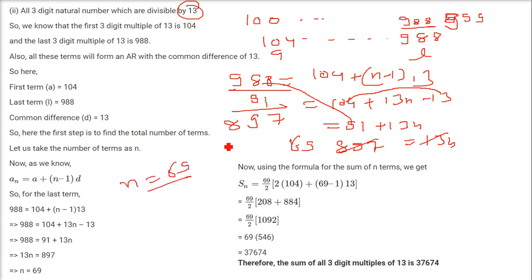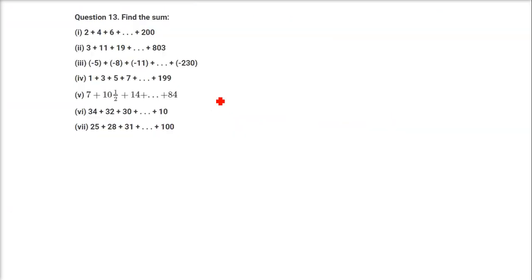n is also known. Now let us come to the sum. We have to find out the sum. So n is now known. S69 will be 69 by 2 into 2a, what is a? 104. Plus n minus 1, 69 minus 1 is 68, into d. What is the d? 13. So here is the formula. The result will be 37674.